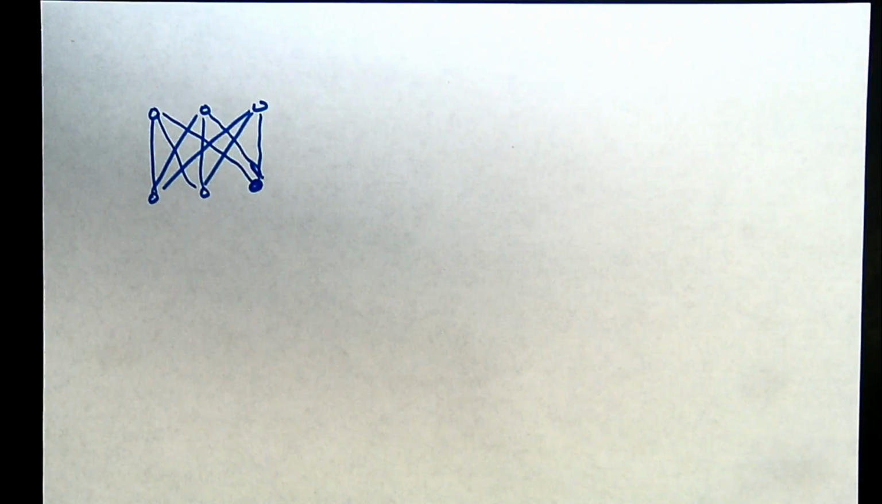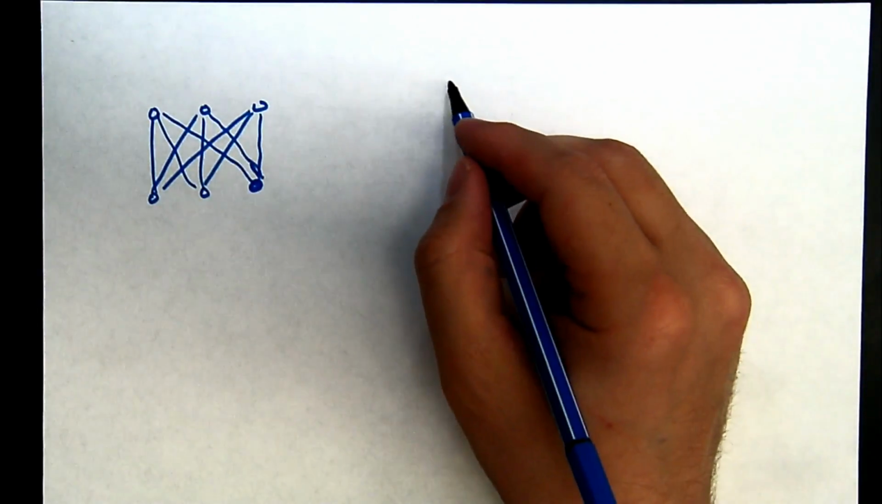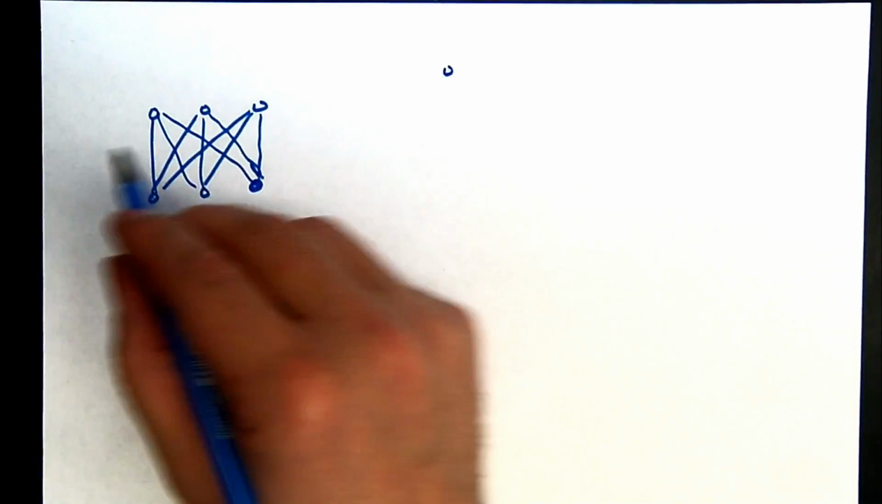So it has 6 vertices. You can count. There's 3 along the top. There's 3 along the bottom. 3 plus 3 is 6. And then I have a lot of edges. And the edges are drawn here. Now, don't get too caught up on the picture, because I can change the picture.